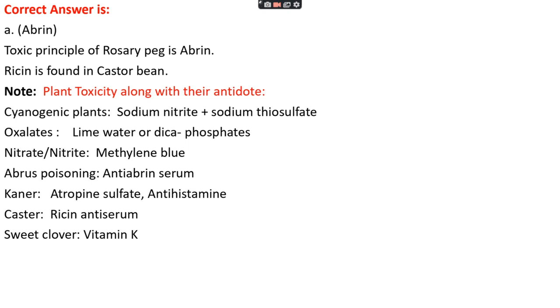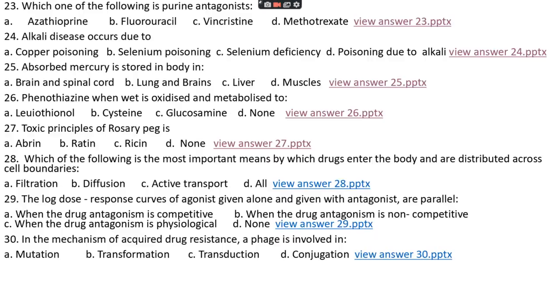Here are some plant toxicities along with their antidotes. In case of cyanogenic plants, the antidote is sodium nitrite and sodium thiosulfate. In case of oxalate, it's lime water or calcium or phosphates. Nitrate nitrite, that's methylene blue. Abrus poisoning, that is anti-abrin serum. Carner, that is atropine sulfate or antihistamine. Castor, that's ricin antiserum. Sweet clover, that's vitamin K.